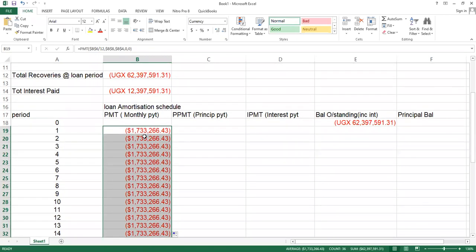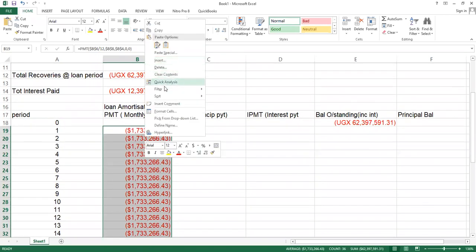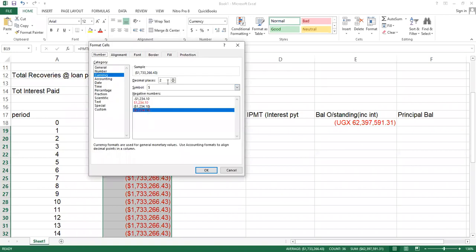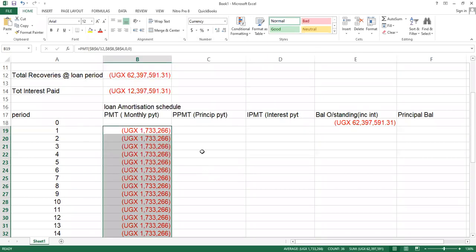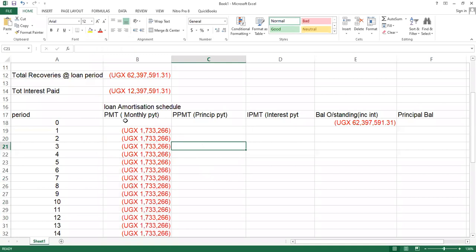So if I want, I can format these figures. If you don't want decimal places, you can say decimal places, you don't need, and then you come here on symbol, you look for UGX. If you type U, it will take you to symbols that begin with U. Then you can move down with your arrow keys and you look for UGX. And then you press OK.